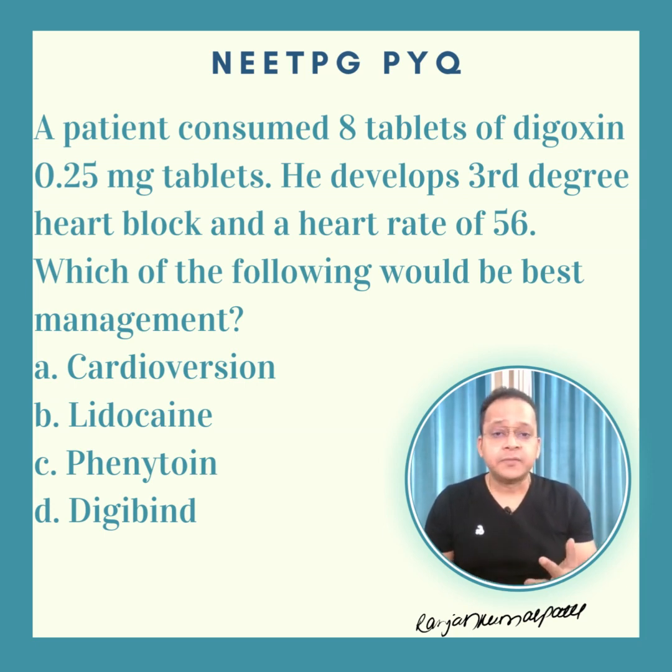PYQ number 5, what is the drug of choice for digoxin toxicity? Your answer is digibind. Digibind is an anti-digoxin antibody and is the drug of choice for digoxin toxicity. PYQ number 6, for which drug can I not do dialysis in toxicity? Again, your answer is digoxin. So remember, D for digoxin, D for digibind, D for dialysis. One can be done, one cannot be done. These are the PYQs which have been asked with respect to digibind.